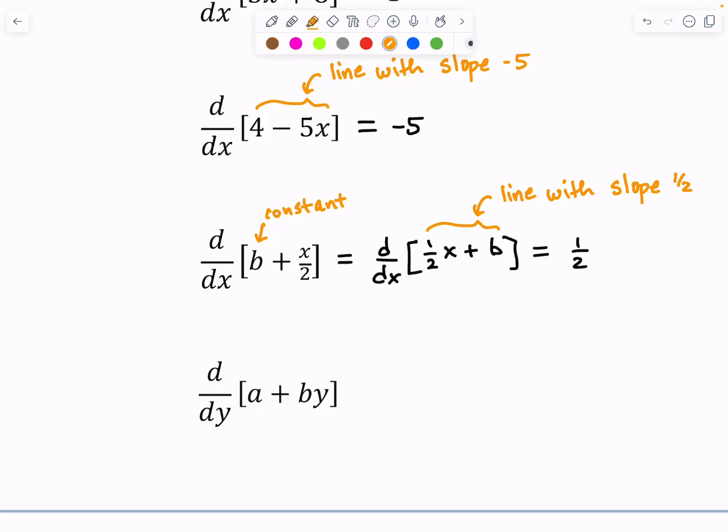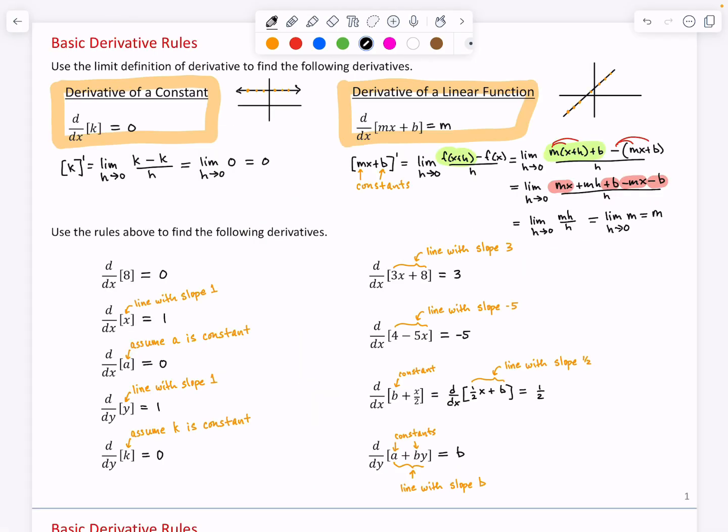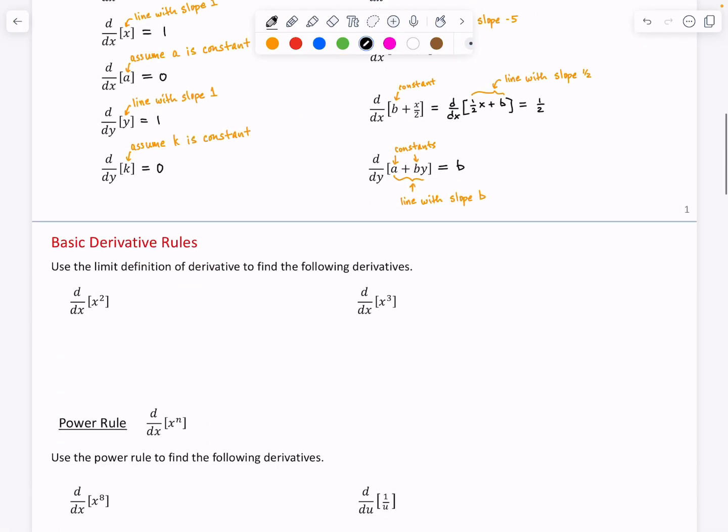In our last example on this page, we're differentiating now with respect to y. So here's our independent variable y. There's 2 other letters in here, a and b, that we will assume are constants. So using y as the independent variable, this equation would produce a graph that's a line, and b would be the slope, because that is the coefficient of the independent variable. So the derivative of this function would just be b. Okay, let's go to the next page.